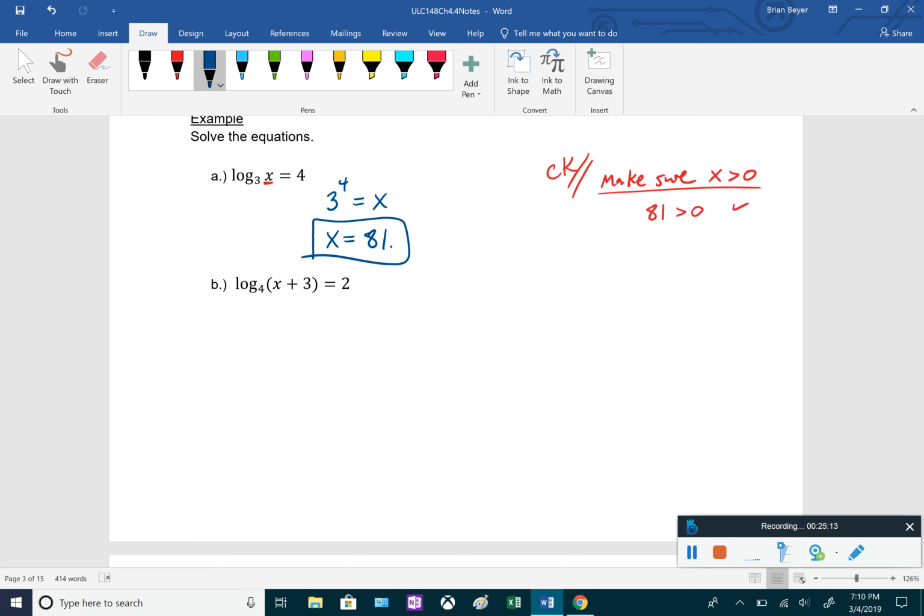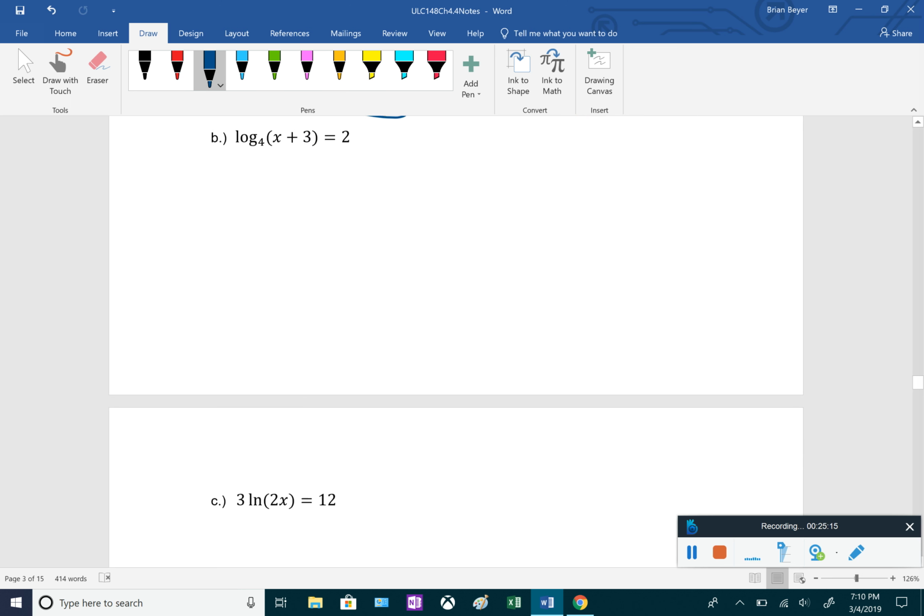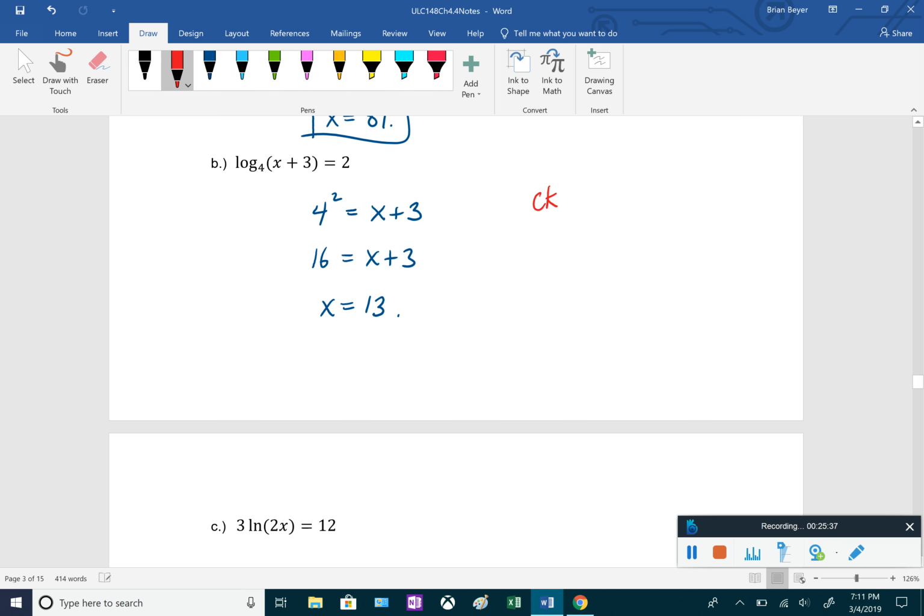Okay, and then for the next one, log base 4 of x plus 3 equals 2. So put this into exponential form. This is going to be 4 squared equals x plus 3. So this is going to be 16 equals x plus 3. Subtract 3 on both sides, we get x equals 13. So once again, we have to check. That's what's kind of annoying with these ones. We don't have a choice. That's part of the problem.